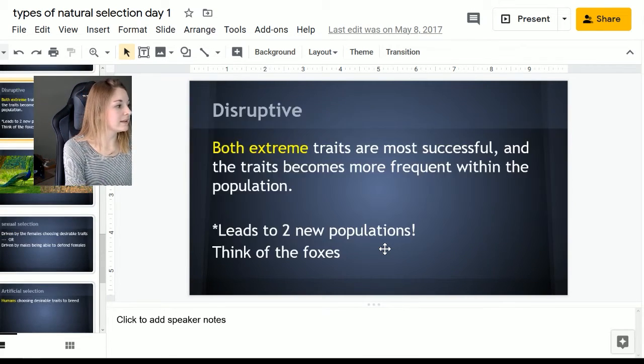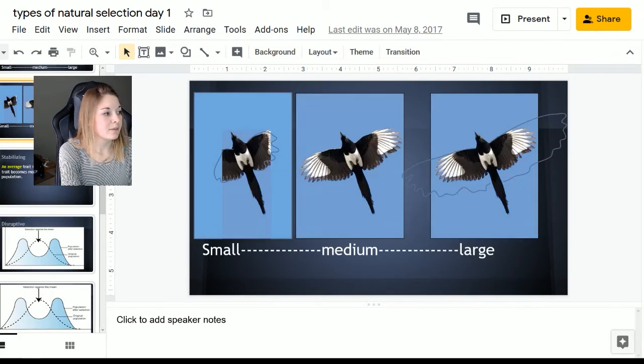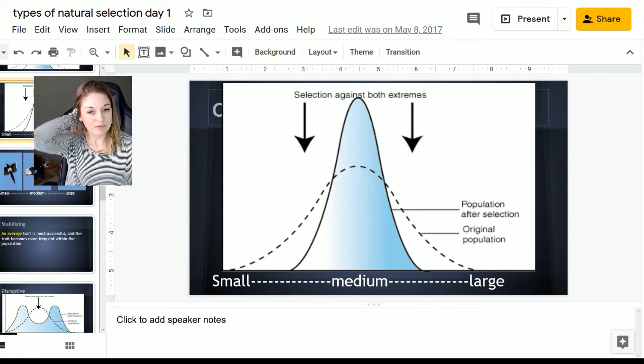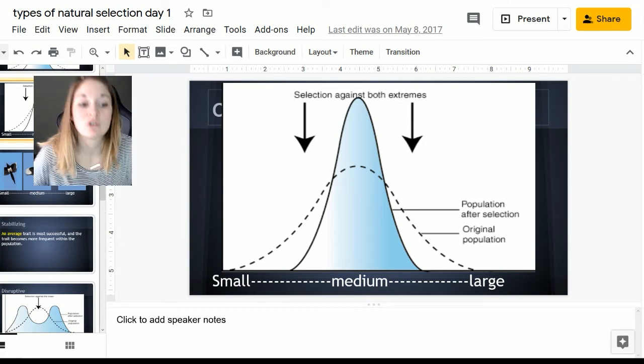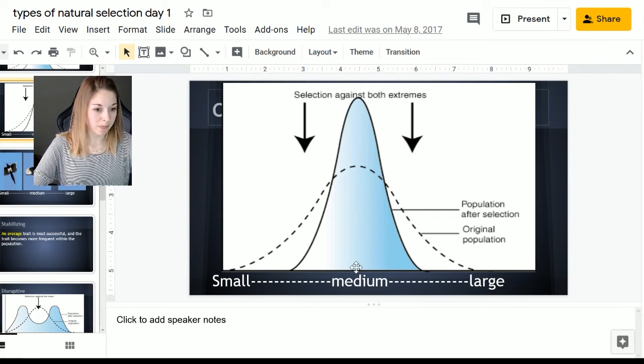So hopefully this helps you guys with this. The biggest pieces here are those different types of natural selection. But based on this, you should be able to finish that worksheet. But as always, if you have any questions, please be emailing me.